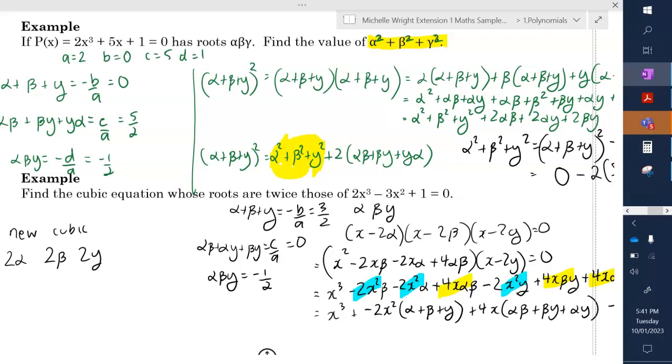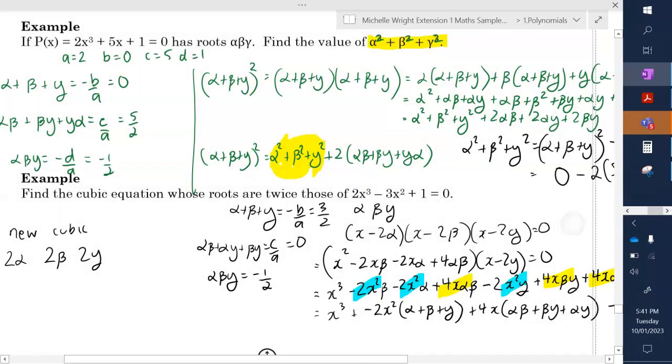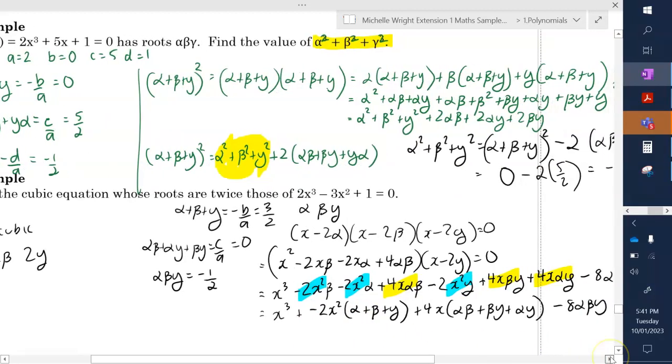But we need to think about finding the new cubic equation. If these over here are the roots of our new cubic equation, then our new cubic equation is going to look like this one here: x minus 2 alpha, x minus 2 beta, x minus 2 gamma. That's our new cubic. So what I did was I just expanded that out, okay? I expanded those first 2 terms to get this one here. And I still needed to times that by my second bracket. And I ended up with the line that's got some highlighted parts in there.